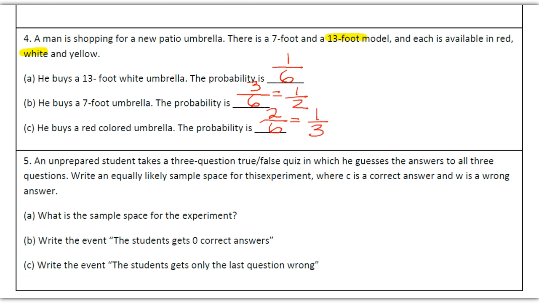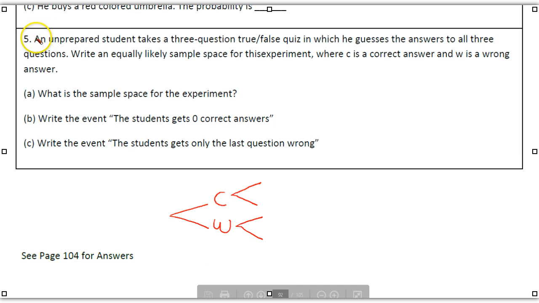All right, let's go on to number 5. Well, for number 5, it's going to be similar to what we had up above. Here we want 3 questions. They're either going to be correct or wrong, and the student is just going to shoot for them randomly. And then we're going to answer these questions, but we need to do our sample space first.